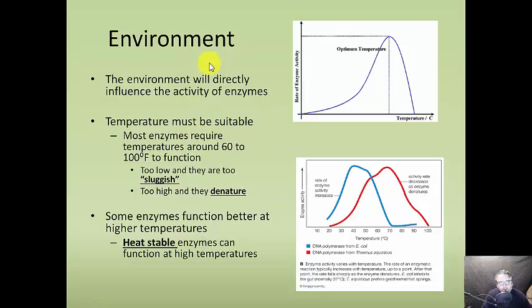Okay, so the environment has a big role. One of the biggest, as I mentioned, is temperature. Now, there's a couple ways that the temperature affects enzymes. One way is it affects the rate of activity. To fully understand this, we have to get into some of the physical properties and some of the bioenergetics, and we're not going to do that.